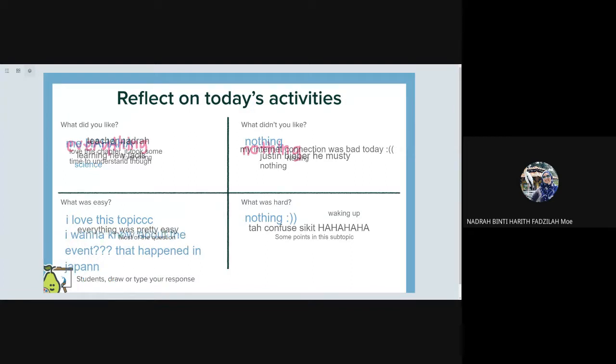Ada dua event yang berkaitan dengan nuclear radiation yang besar lah. Nombor satu ialah the effects of tsunami on the nuclear plant in Japan. Itu yang paling recent, yang lama dah berlaku tu Chernobyl lah. Itu yang sampai jadi mini series dalam Netflix kan. Netflix ke HBO tak ingat.